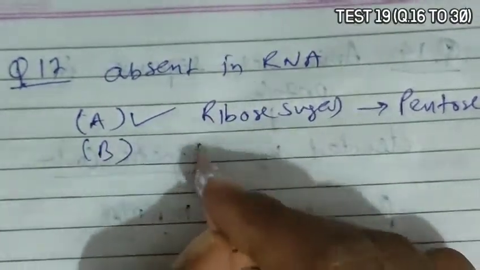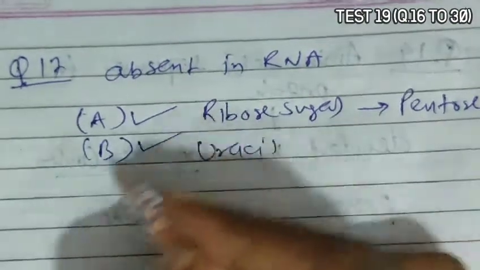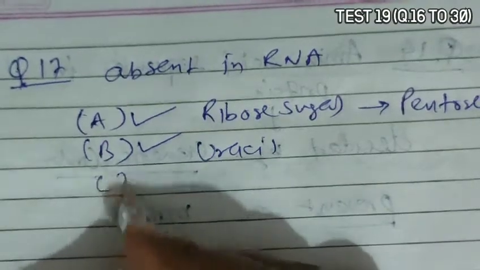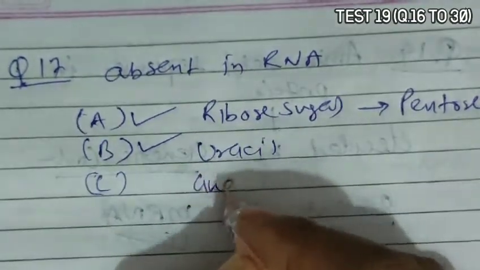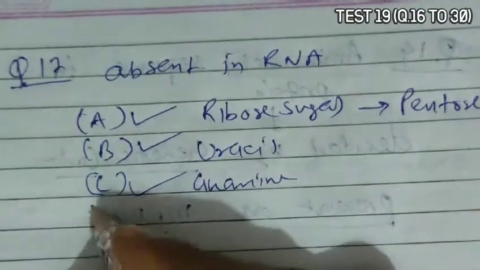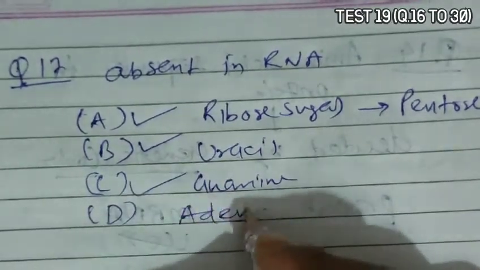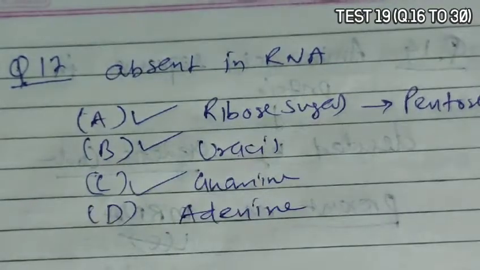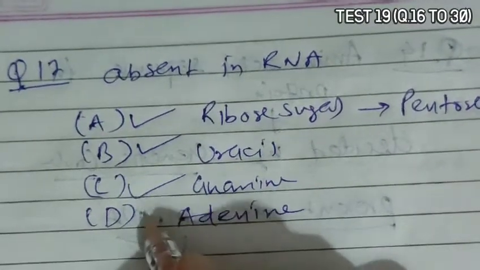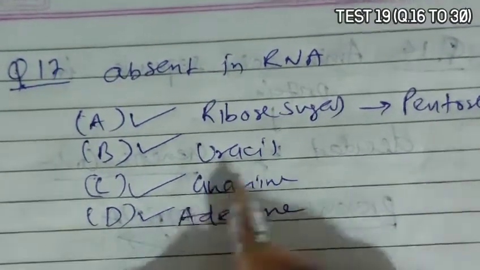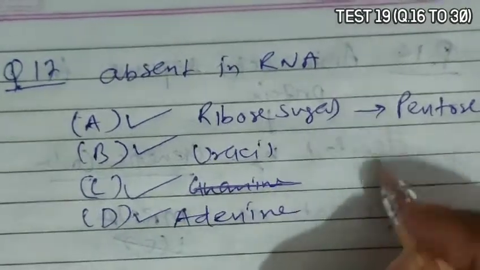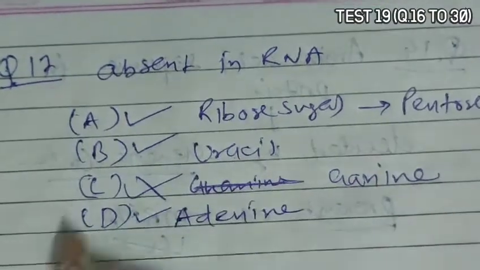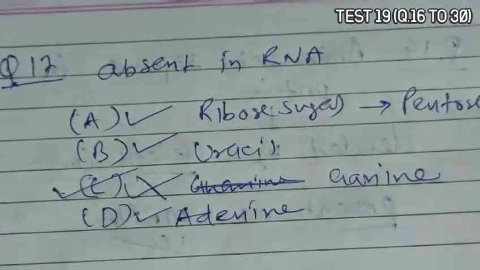B, uracil. Yes, uracil is a nitrogenous base which is present in RNA in place of thymine, which is found in DNA. C, guanine. Yes, guanine is present. And D, adenine. Adenine is also present in RNA. Now actually option C is not guanine, it is cytosine, so C is not present in RNA, so C is the correct answer.